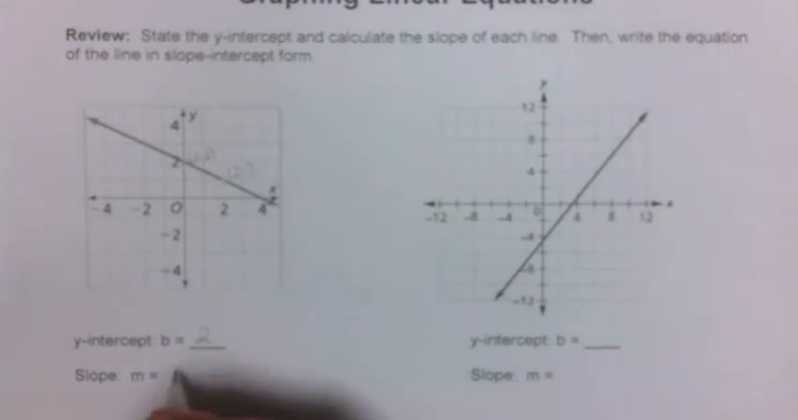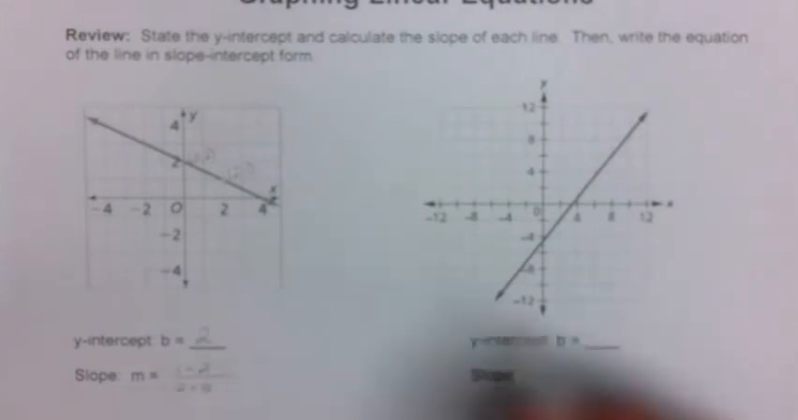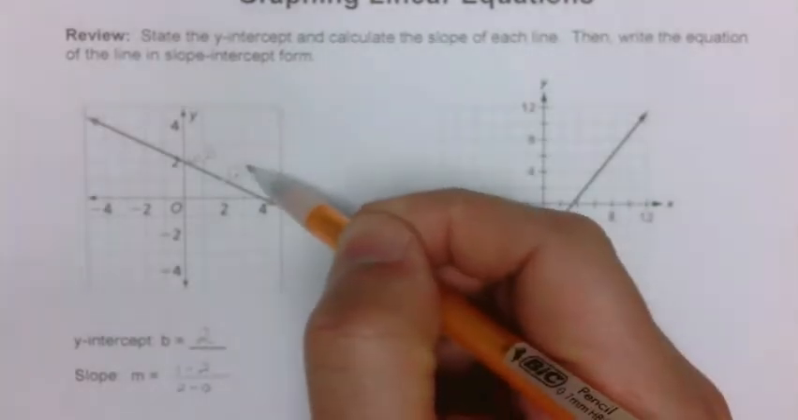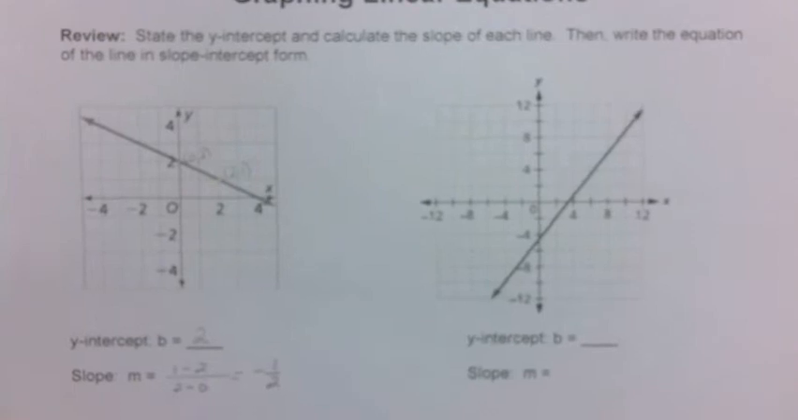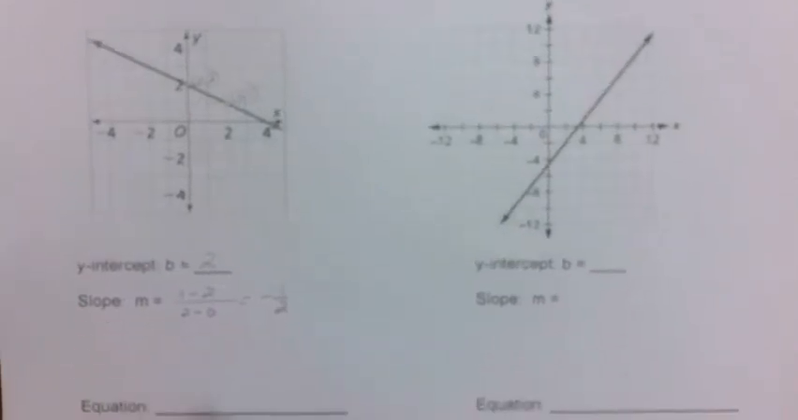So to calculate the slope, I can do 1 minus 2 over 2 minus 0. This would be my y2 minus y1, x2 minus x1. And then that's going to give me a value of negative 1/2 for the slope, meaning the equation of the line is going to be y equals negative 1/2 x plus 2.